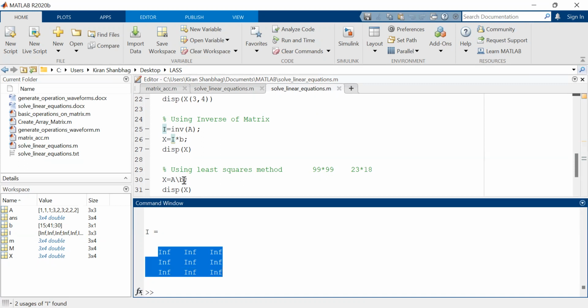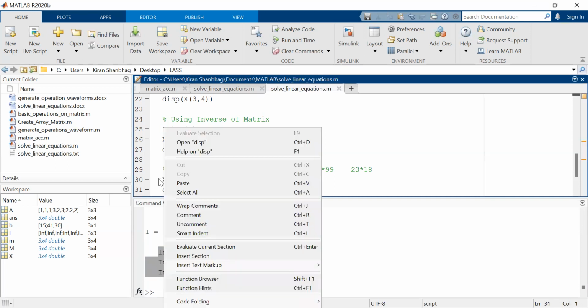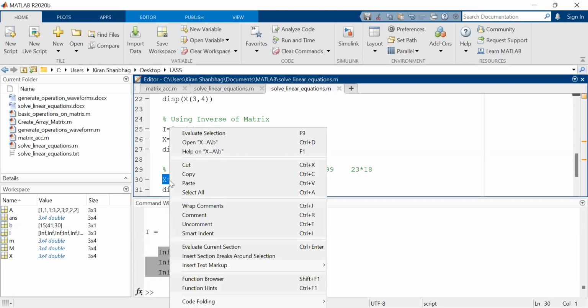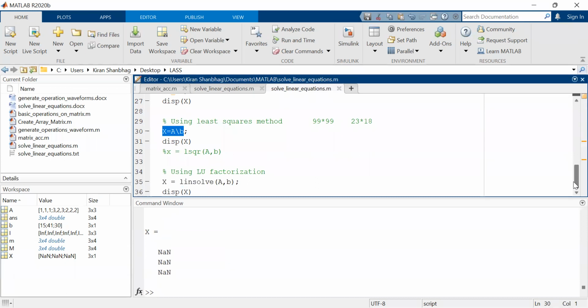Now what about this particular method, the least squares method? Because this does not involve finding an inverse, I think that should be fine. So usually the infinity has something to do with the determinant, since the determinant usually goes to 0. Adjoint by determinant, usually 0 goes to infinity. That is the reason. Okay, the least squares method is also giving not a number. So this method also does not work.